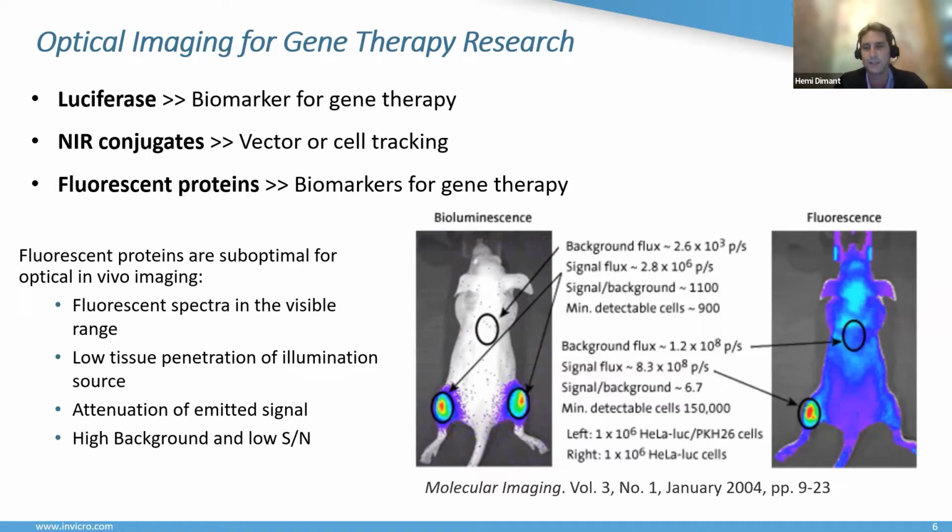And as I mentioned, there's autofluorescence. If you look at fluorescence compared to bioluminescence, autofluorescence is a big problem. As you can see here, there's a lot of background if you're doing in vivo fluorescence, not as big of a problem, or not a problem, when you're doing bioluminescence.